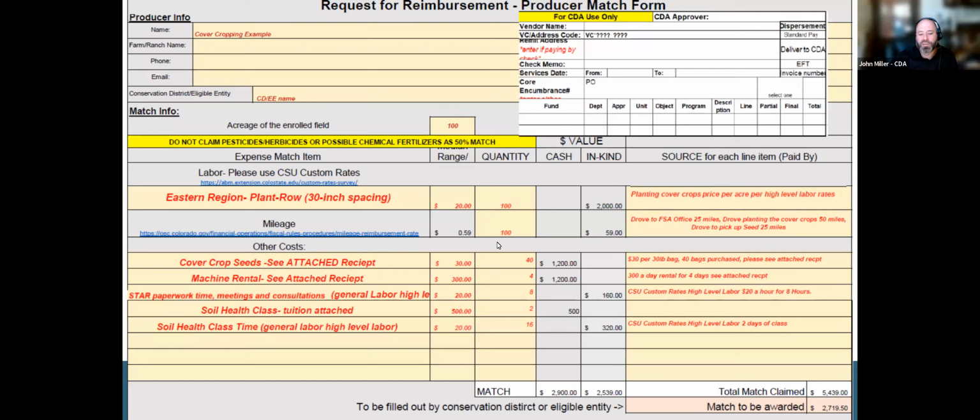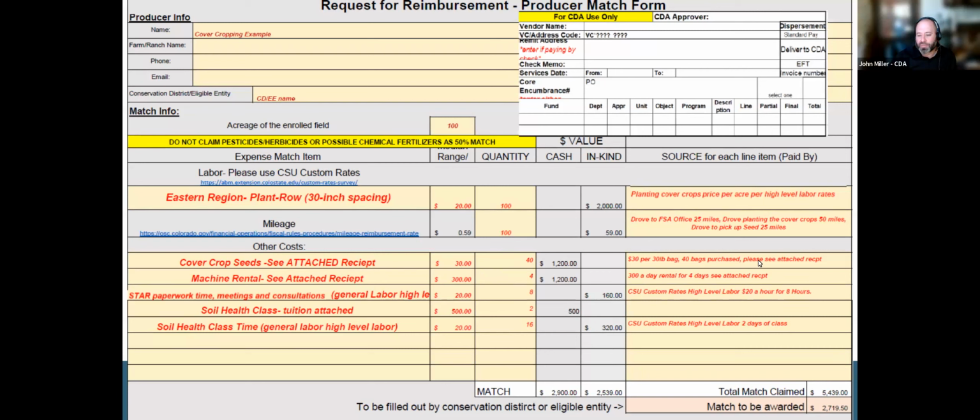Their mileage, so this person drove approximately 100 miles: drove to the FSA office, drove planting the cover crop in the field, and drove to pick up seed. And so they submitted that for $59. Then we have their cover crop seeds. So this is the seed itself for the cover crop. And it looks like they purchased 40 bags of seed at $30 a bag, which came out to $1,200.